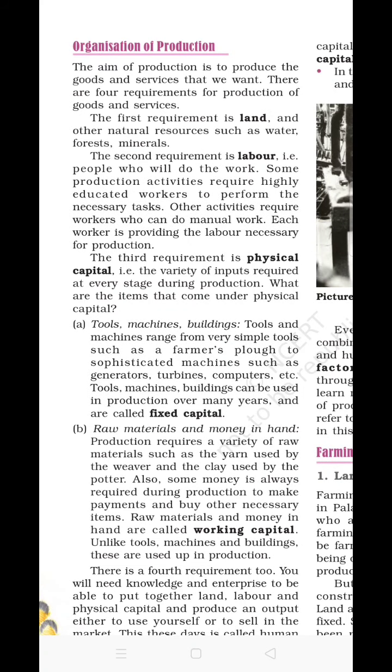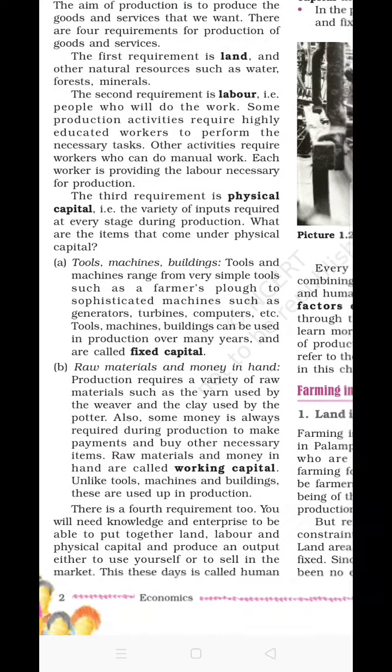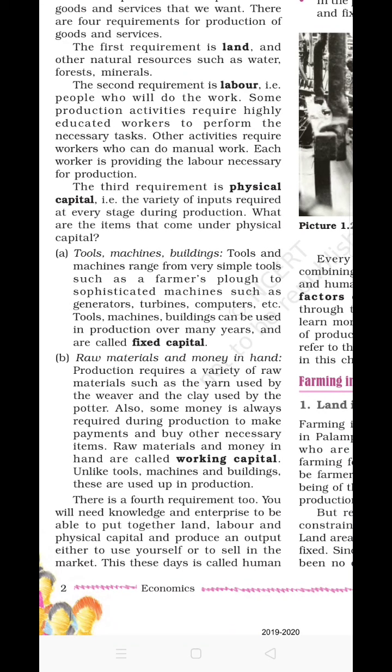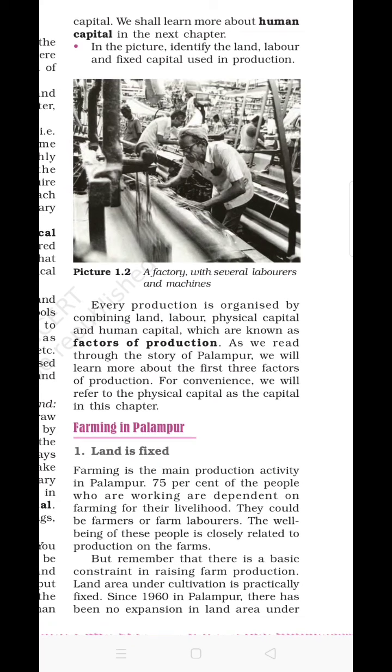Like if we talk about farming activities, what is the raw material? Some seeds and some pesticides are considered raw material. So all such things are included in the organization of production. First, we need land, second, we need labor, and third, we require physical capital. In this chapter, we are going to study all three factors in detail, and these are also known as factors of production.